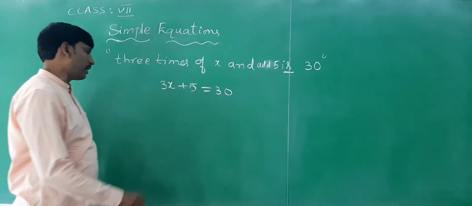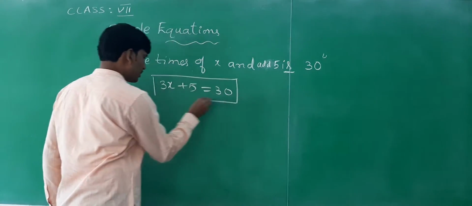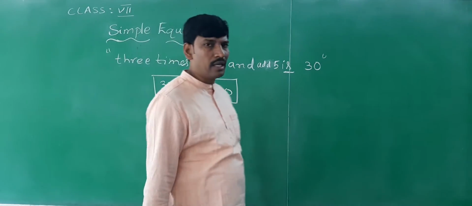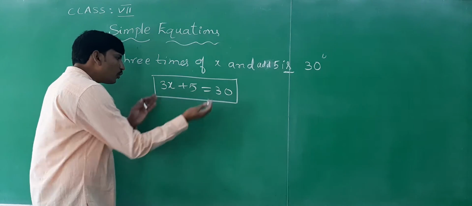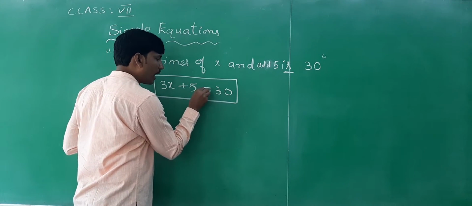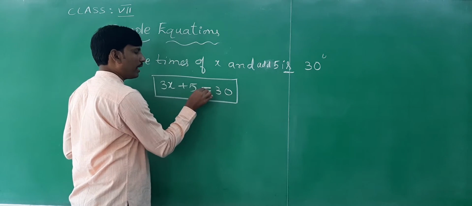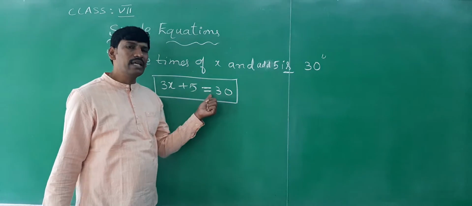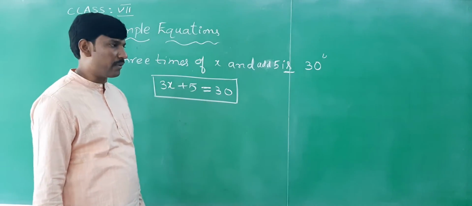Right? See this here, children. This is a simple equation. How can you say that this is an equation? Because here there are two parts, and in between those two parts we have an equal sign. Whenever you see the equal to sign, that is called an equation.